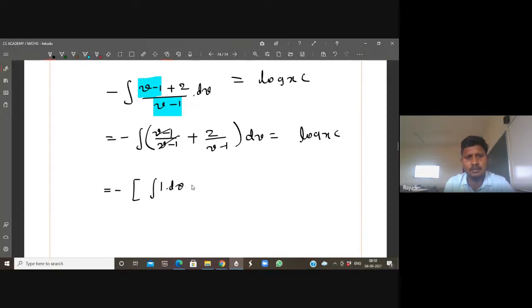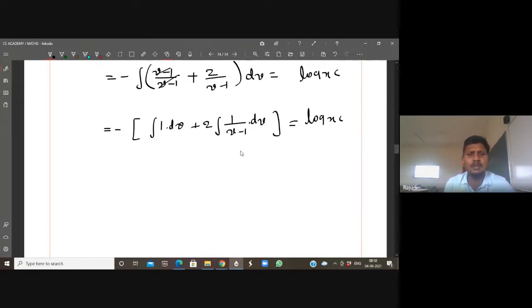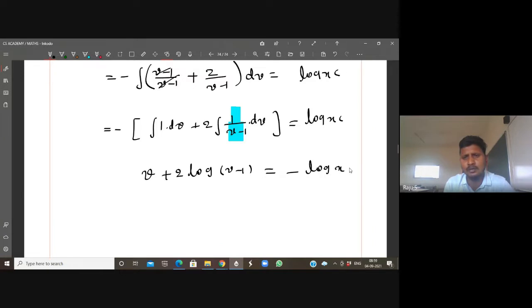1 dv plus 2, which is a constant, you can take outside, integral of 1 by (v minus 1) dv is equal to log xc. Students, now you may take minus right side also, no problem. Integral 1 dv means this is v, plus 2 times log f dash of x by f of x, because v minus 1 derivative is 1. Log (v minus 1) is equal to minus log x into c, see this minus I am taking right side.